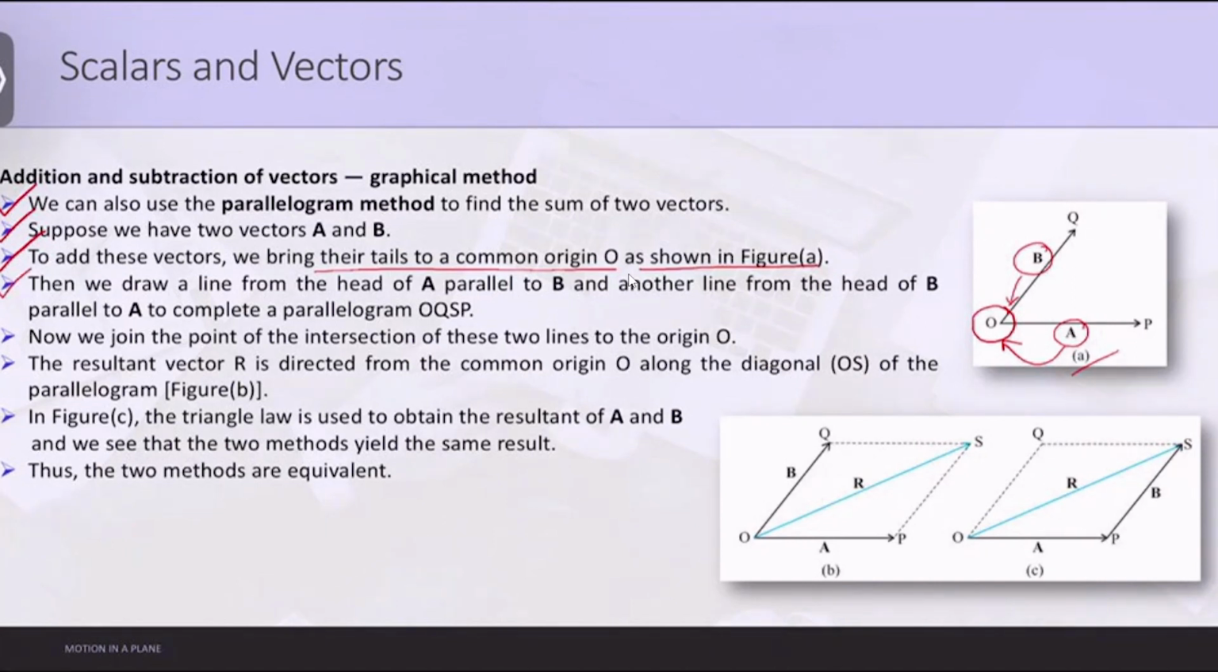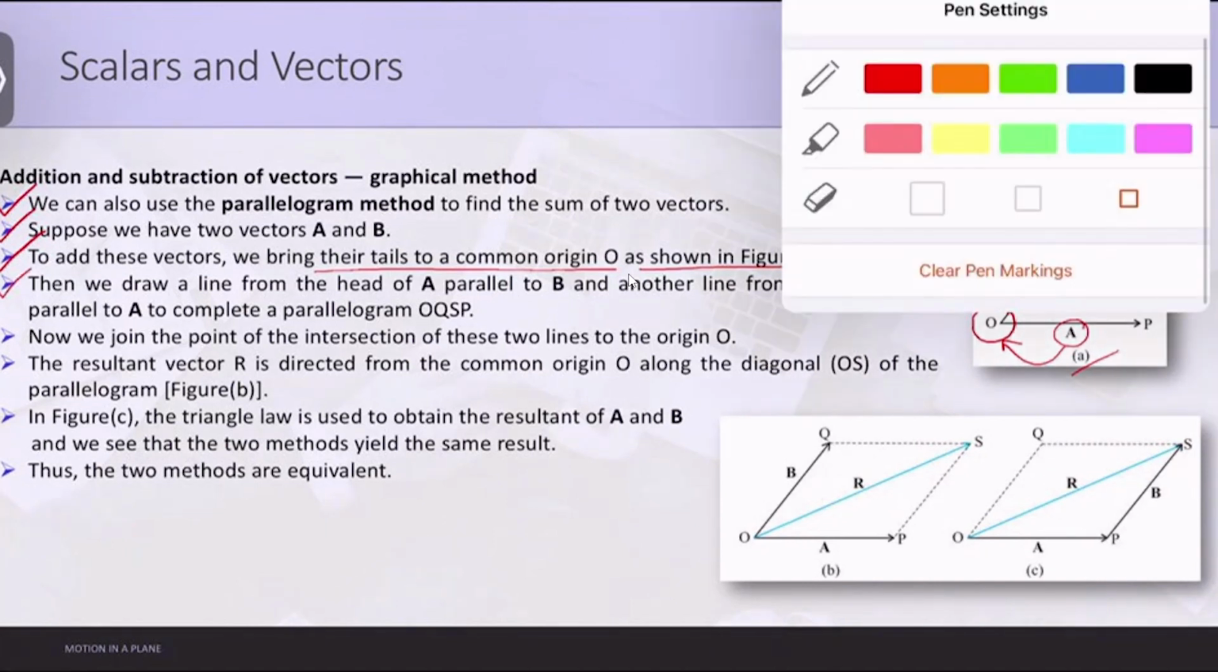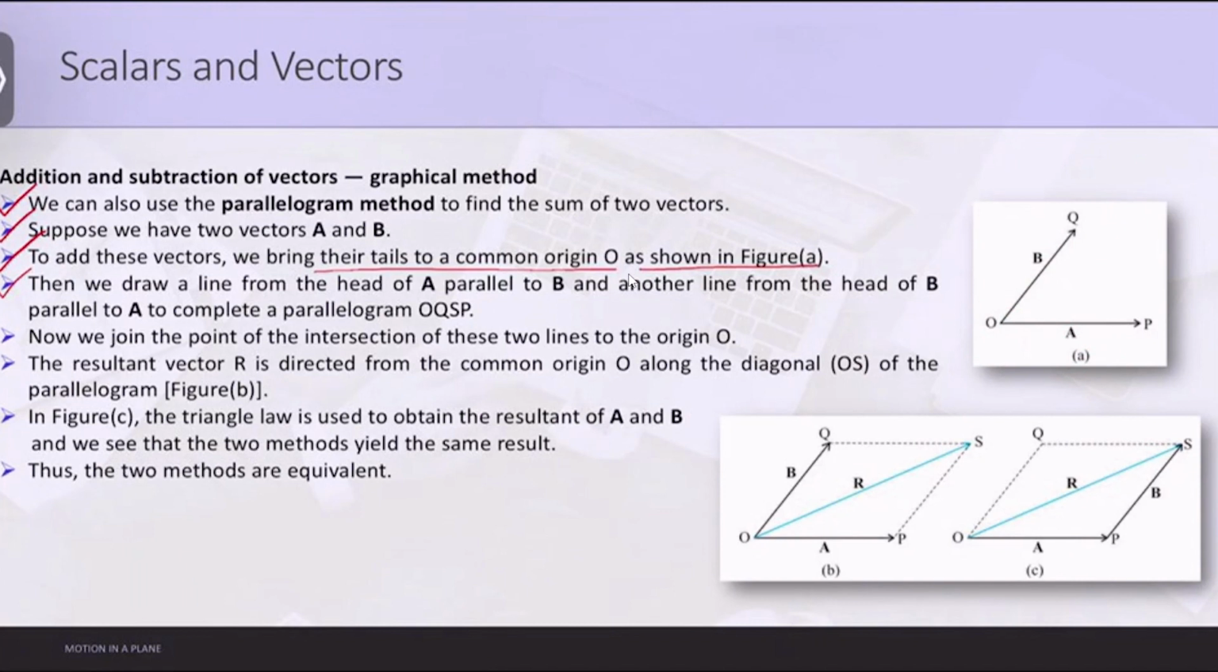Now we draw a line from the head of A parallel to B, and another line from the head of B parallel to A, like this, to complete the parallelogram OQSP, sorry, OQS. Fine.